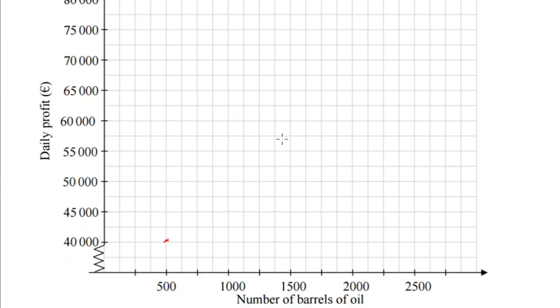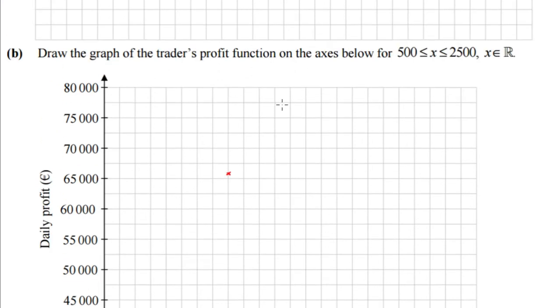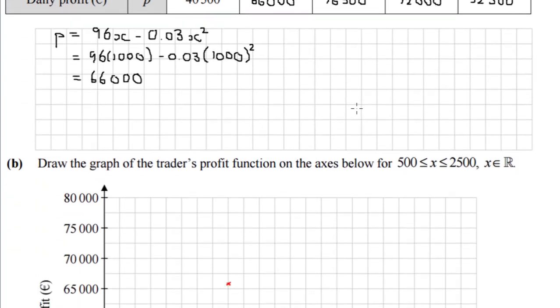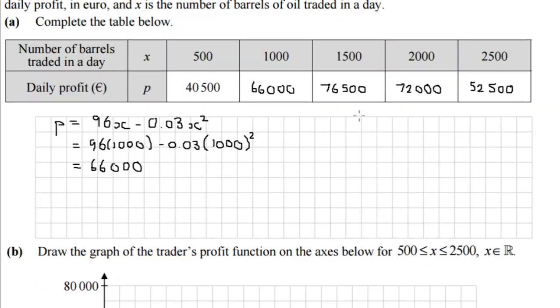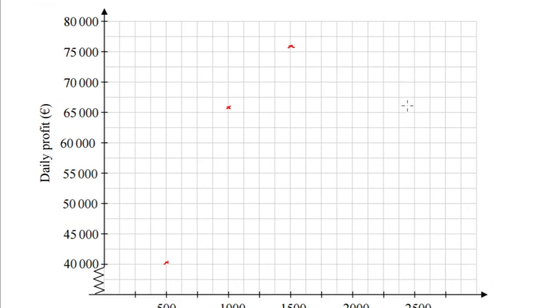1,000, 66,000. 66,000 is going to be roughly about there. We've got 1,500 and 76,500. 76,500 would bring us up as far as about there. Make sure you've got it lined up correctly as well. The next one is 2,000, 72,000. 72,000 is going to be somewhere here.